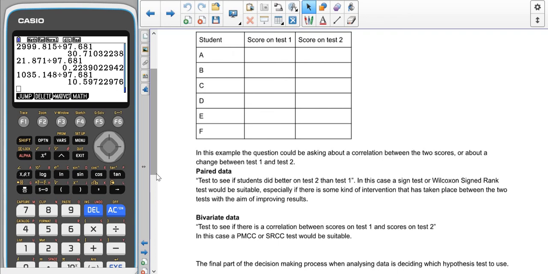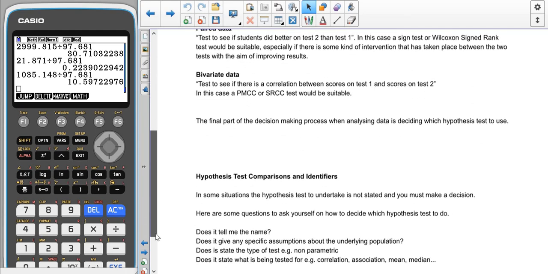In this case, we do the Wilcoxon signed-rank test if it's suitable, meaning that we have a symmetrical population. If not, we do the sign test, especially if there is some kind of intervention that has gone on between the two tests to see if it's improved. Whereas it would be treated as bivariate data if we're having a correlation. If we're looking at the correlation between test 1 and test 2, we'd have to think of whether our data was bivariate normally distributed in order to decide whether PMCC or SRCC would be more suitable.